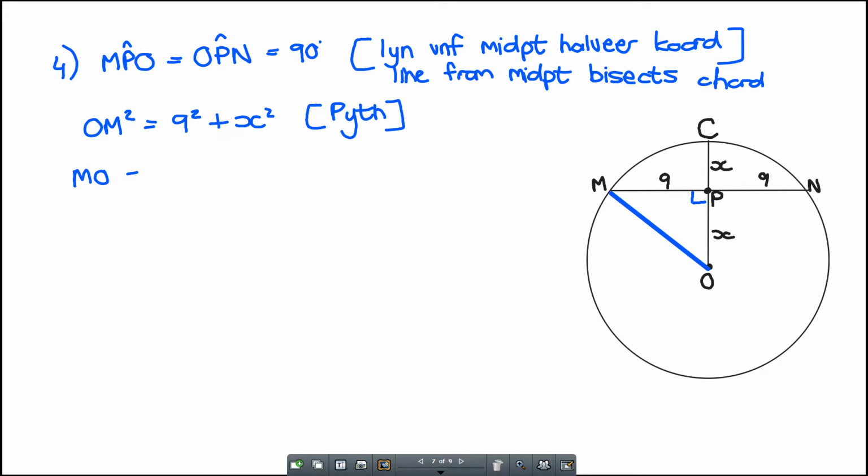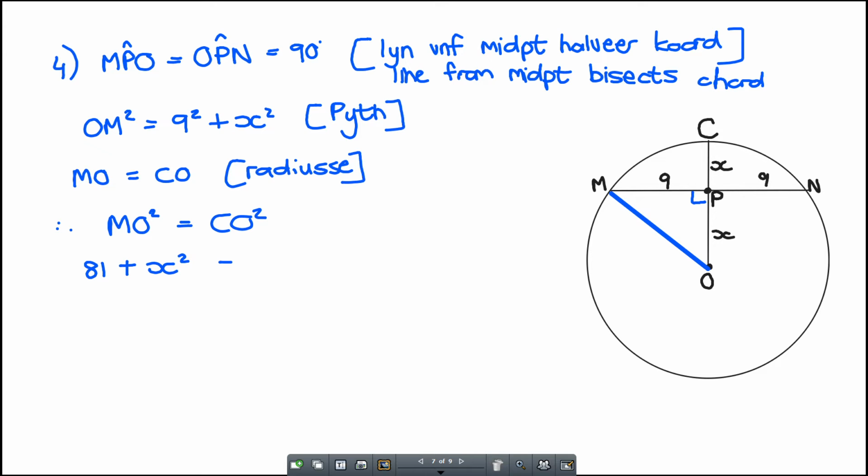Okay, so jy kan sê MO will be equal to CO, want hulle is mos radiusse. They are radii. Nee? En daarom kan ek gaan sê, ja, ons moet vierkantswortel. Ekskuus, ons het net vir MO kwadraat. Okay, maar so dan kan ek ook gaan sê MO kwadraat gaan wees dieselfde wees as CO kwadraat, nee. Okay. En hoeveel was MO kwadraat? Ek gaan hom sommer dadelik gooi 81. 81 plus x kwadraat. Weet julle waar ek daai 81 vandaan kry?